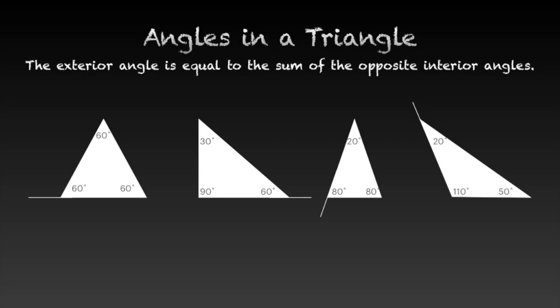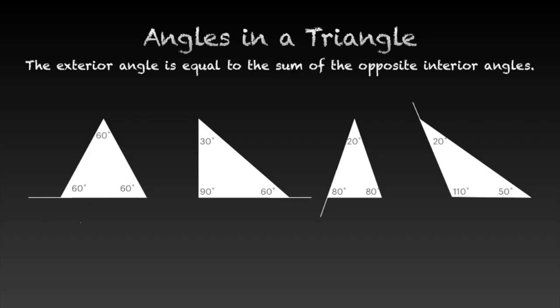Now we're going to be looking at exterior angles. So the exterior angle is equal to the sum of the opposite interior angles. So for example, right here, this angle is going to be equal to the opposite. This is going to be what we call the adjacent angle that is right next to it. So this angle is going to be equal to the sum of these two.